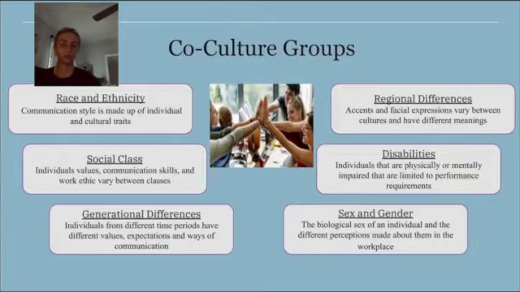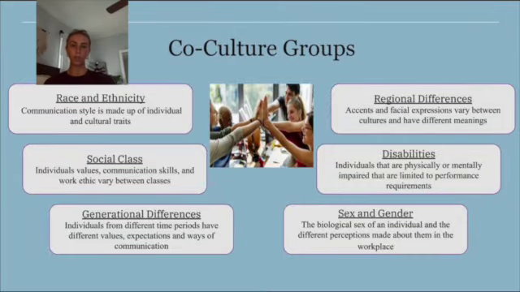Moving on to cultural groups. These include race and ethnicity, social class, generational differences, regional differences, disabilities, sex, and gender. So, first, we'll start with race and ethnicity. This is the communication style that is made up of individual and cultural traits. Social class is how individual values, communication skills, and work ethics vary between the different classes. Generational differences is that individuals from different time periods have different values, expectations, and ways of communication.